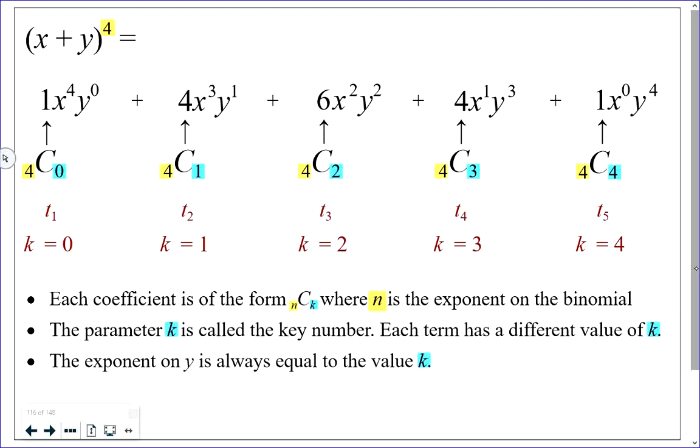The exponent on y is always equal to k. That's k. That's k. These numbers for the exponent on y are always the value of k, always. The value on x is n minus k. Now that's not maybe the best way to think of it, but if you look at n minus k, that's what this number is. If you take, looking up here, 4 minus 0, you get 4. For the second term, if you take n equals 4 minus k equals 1, you get 3.